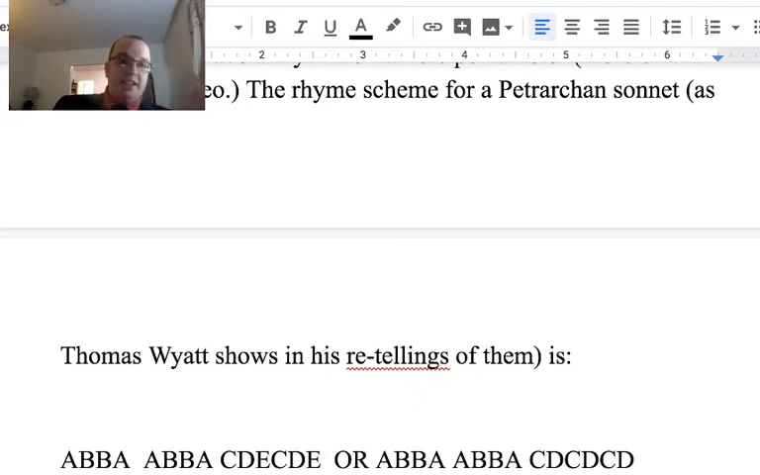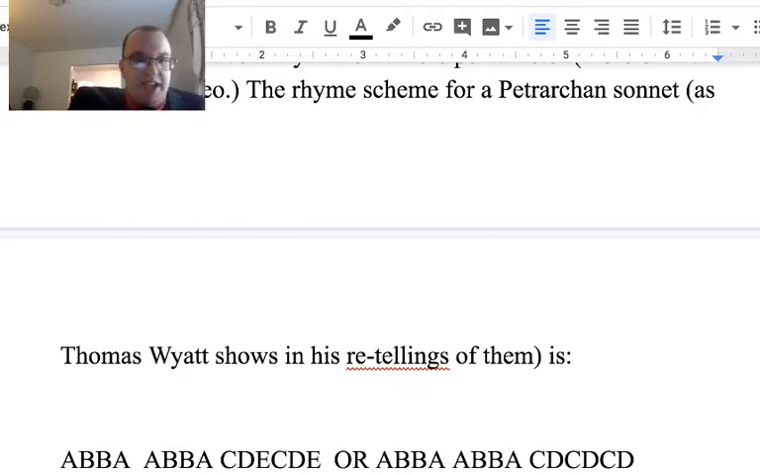So one of the things that I might ask you to do is actually write your own sonnet. You might choose to use Petrarch's rhyme scheme, or you might choose to do Shakespeare's rhyme scheme. Petrarch's rhyme scheme, so these are the words at the end of the lines. So we have a rhyme scheme of A, B, B, A.